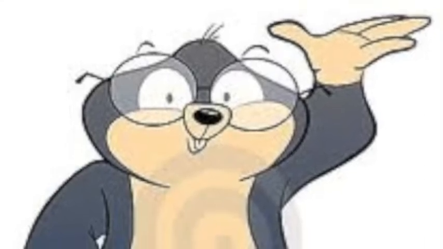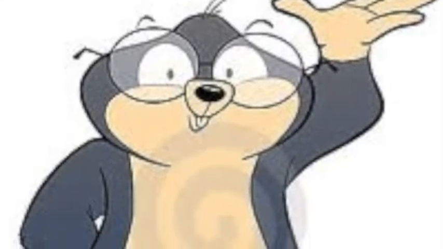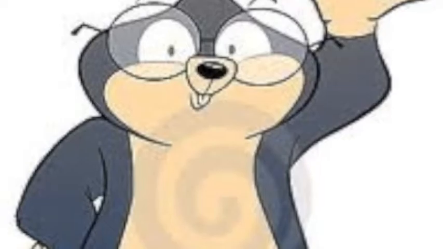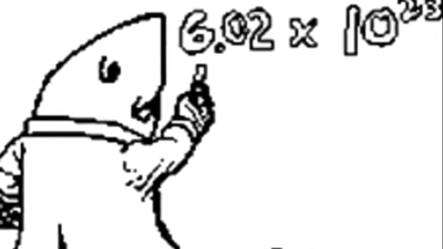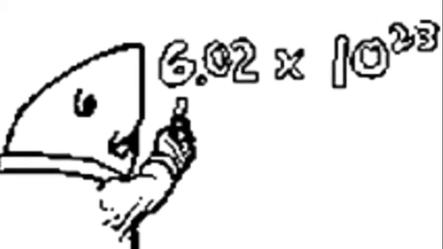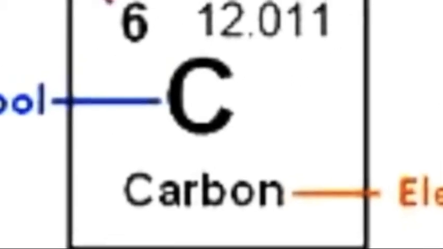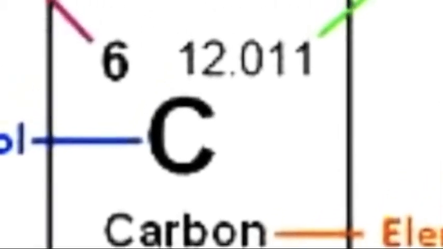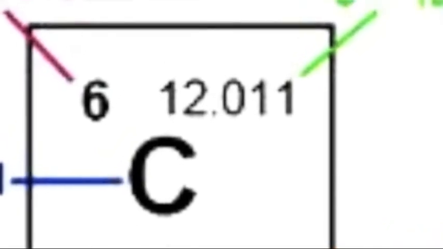The mole is not the animal, but is a unit of measurement used in chemistry to express amounts of a chemical substance, defined as the amount of any substance that contains as many elementary entities, for example atoms, molecules, ions, and electrons, as there are atoms in 12 grams of carbon-12, which is one of its isotopes.